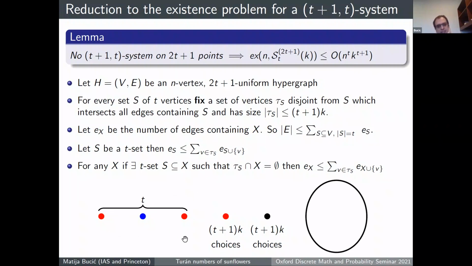So I hope this gives a little bit of intuition how these systems appear. Either this branching procedure succeeds in counting all the edges of H, and then we know that the number of edges is at most the desired one, or we end up with an edge which is not counted, and then it induces this kind of (t+1, t) system from the previous slide. So very good. This is all I wanted to say about this second step.